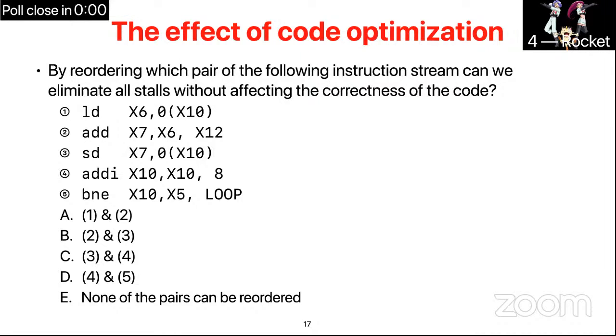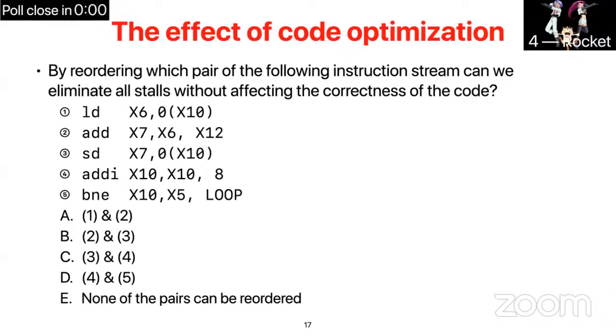Our group, some of us thought that none of the pairs could be reordered because of possible hazards. Like, I thought you could switch 2 and 3. So I was entirely sure about 2 and 3, but why do you think 2 and 3 would work? Switching them?